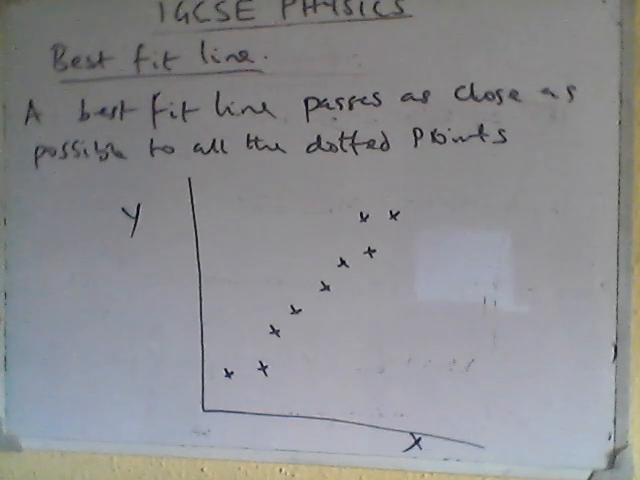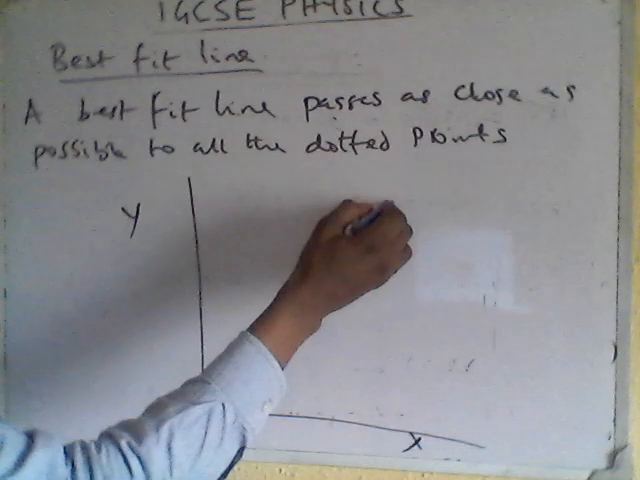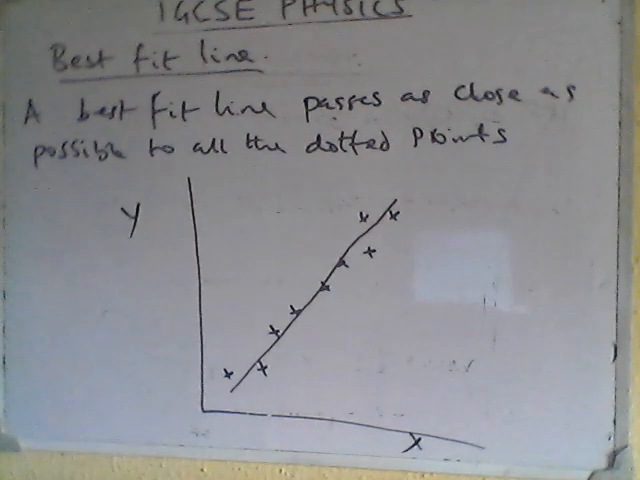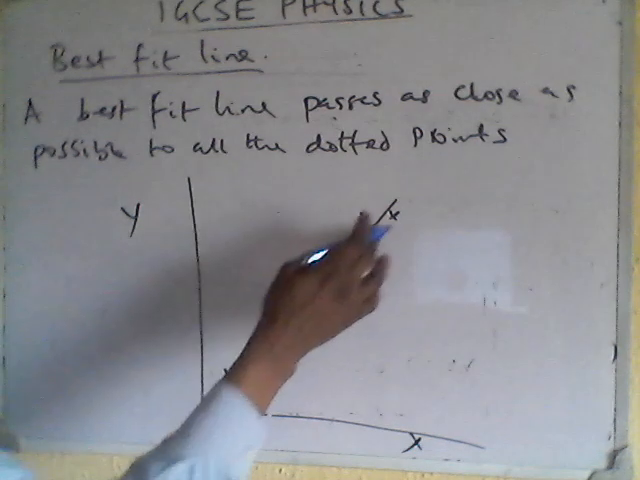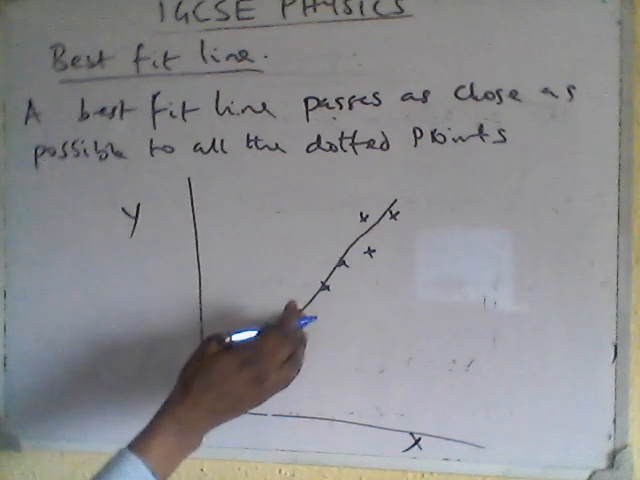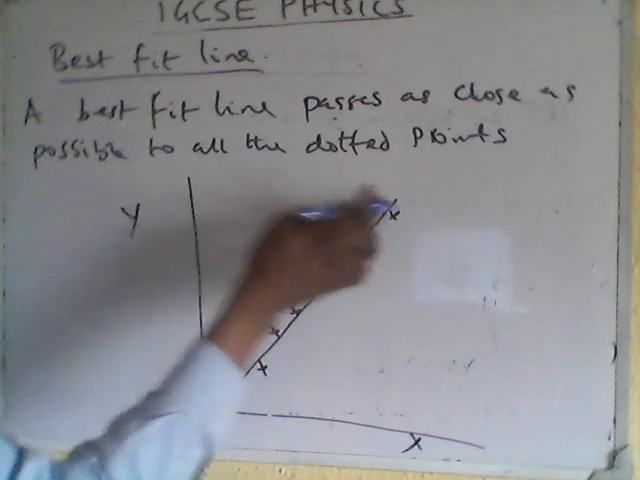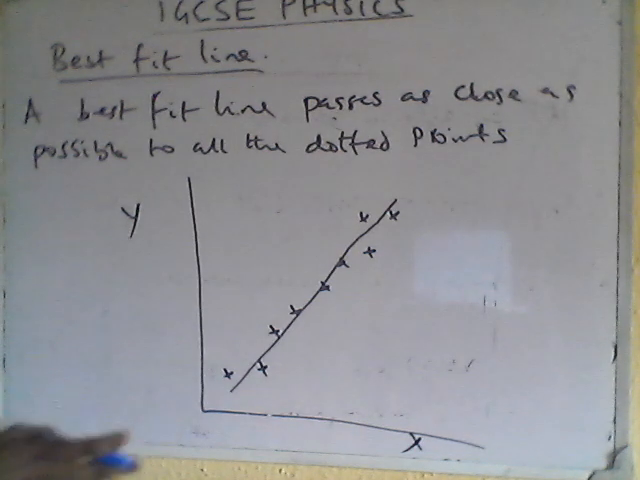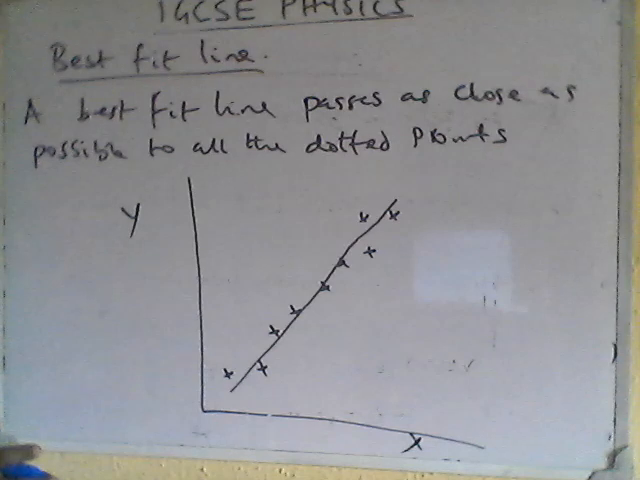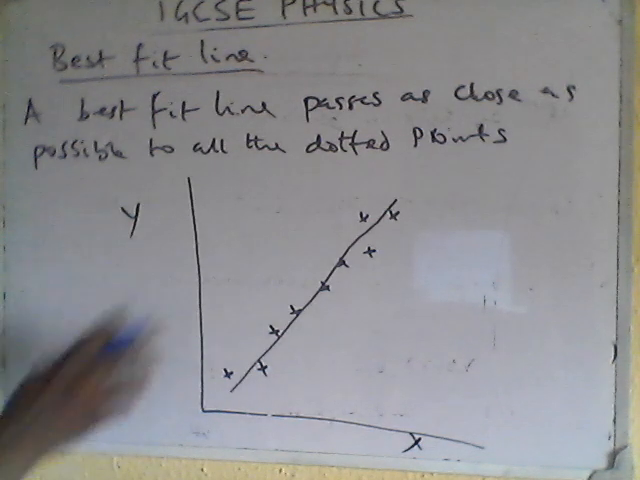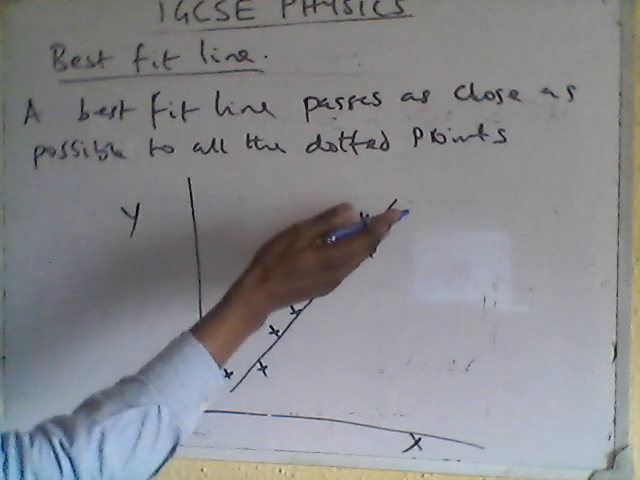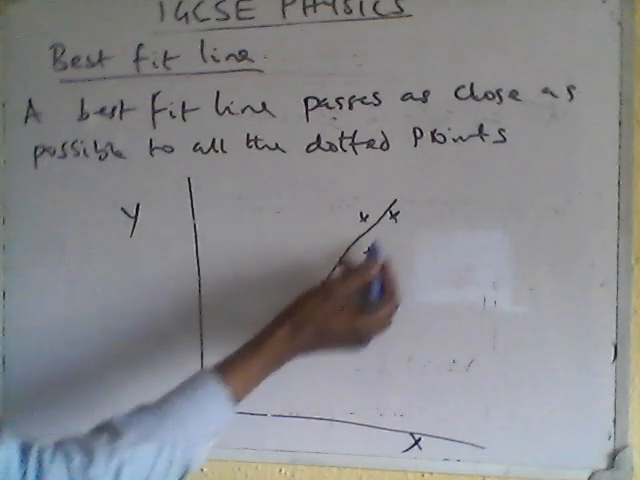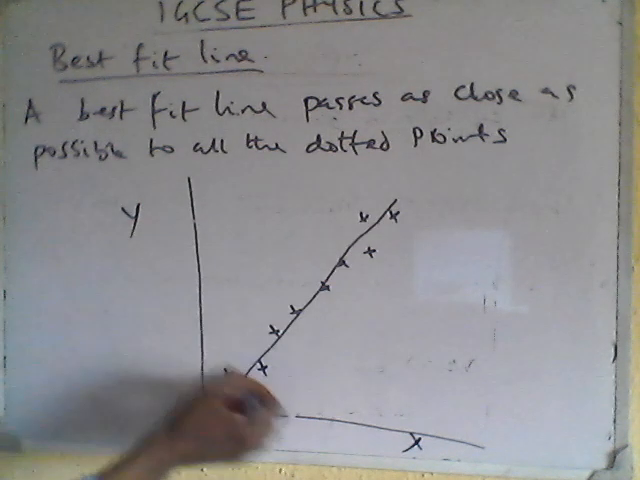So the best fit will be something like this. I'm using freehand, but I'm supposed to use a ruler. Just join the ones that are joined, and any that are scattered should scatter symmetrically around the line. It doesn't have to go through all the points, but don't just draw like this and leave out these other ones. Let the ones that are not on the line scatter symmetrically around it.